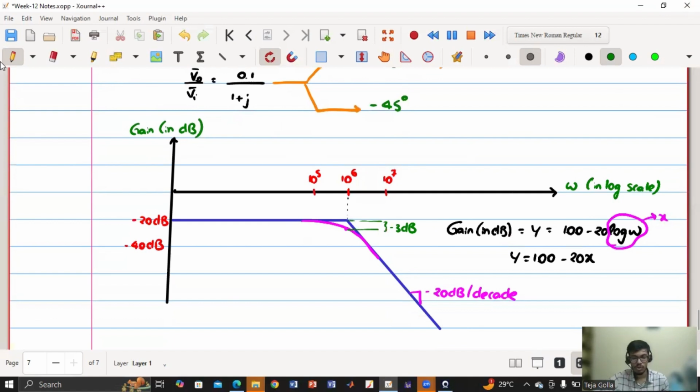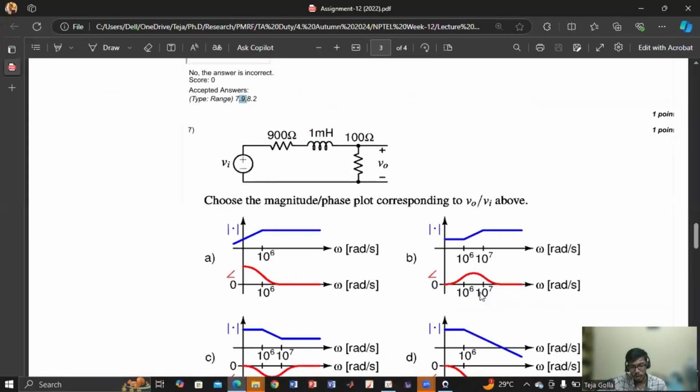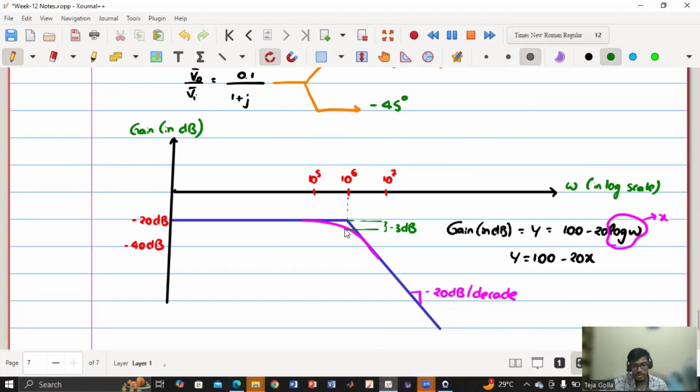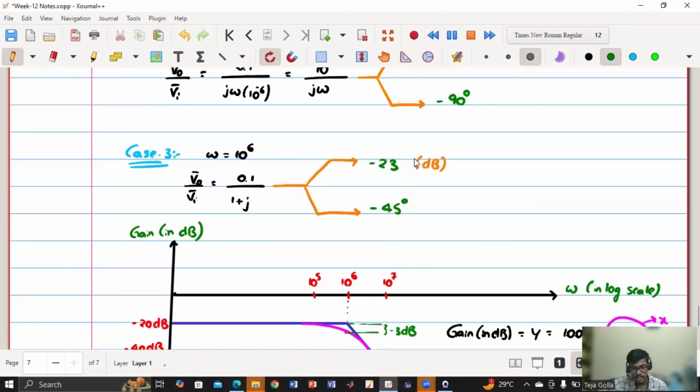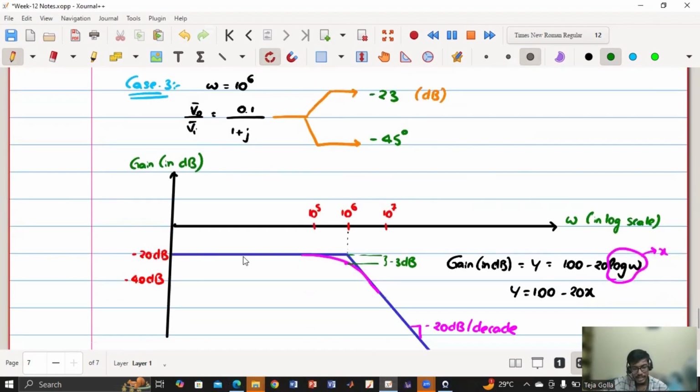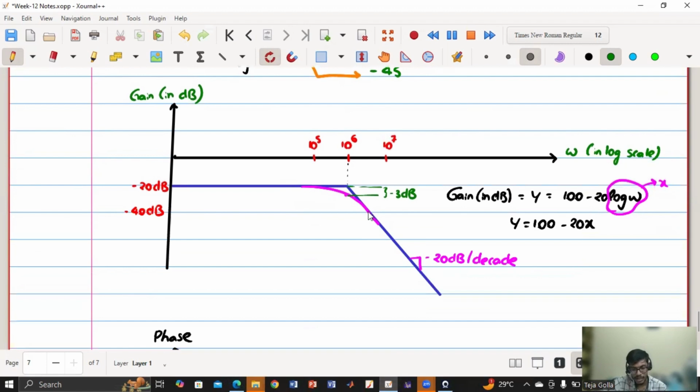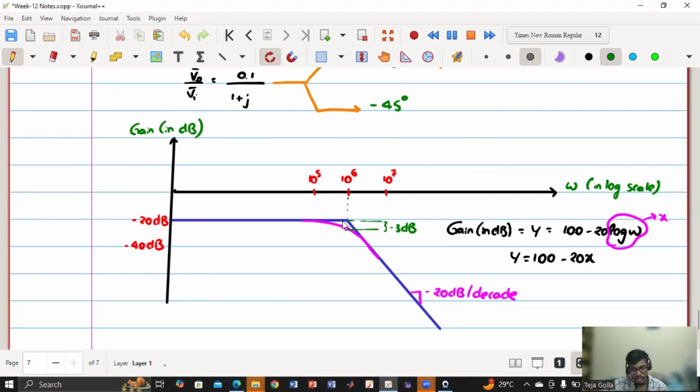Even if you consider the approximation or even if you do not, it is still okay because they have given only the plot, right? They have not asked for the value. But if they had asked for the value, then you have to give minus 23 dB. So until 10 to the power 5, gain is minus 20. After 10 to the power 7, it is falling at minus 20 dB per decade. If you extrapolate, you will get something like this. But the actual value is minus 3 dB, so it will have a smaller value than what comes from the approximation.